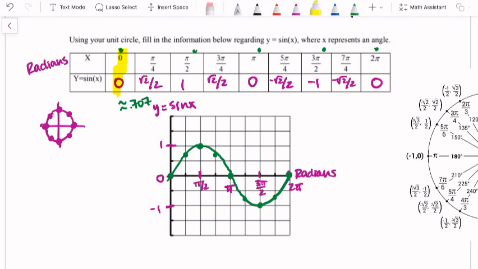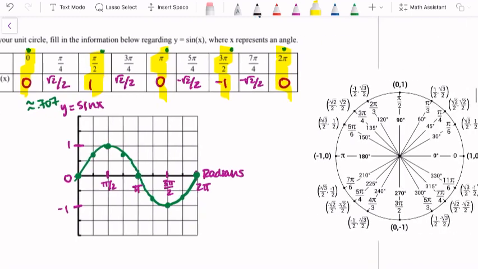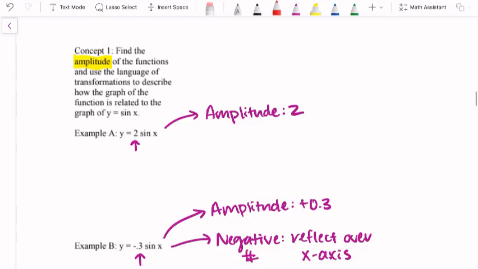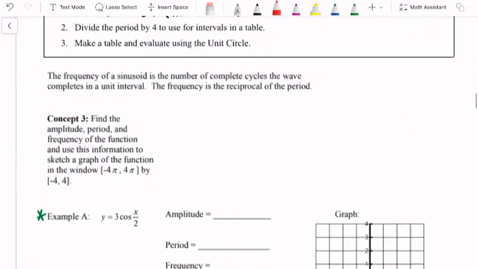And that came from these: 0, pi over 2, pi, 3 pi over 2, and 2 pi. Those were the quadrantal angles, and when we plugged those in, we got nice values like 0, 1, and -1. We're going to try to mimic that process, and to do that we need to find 4 intervals. So that's our goal.